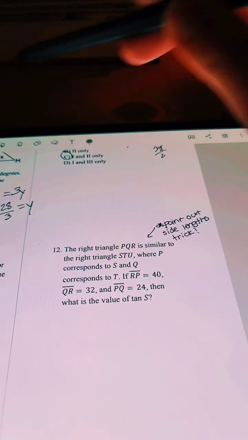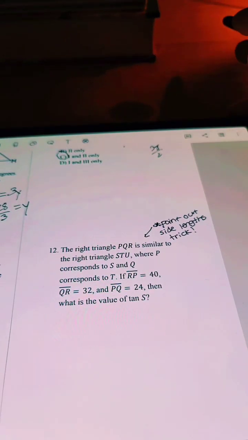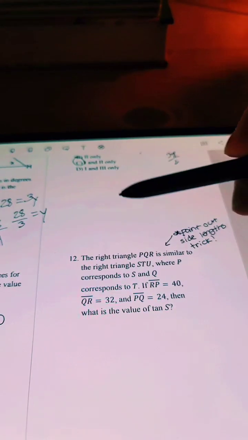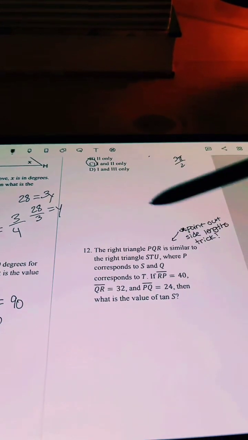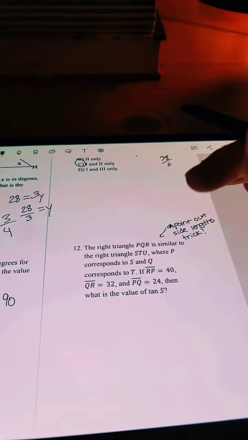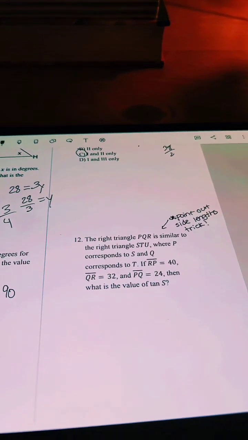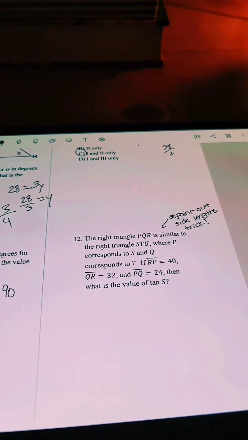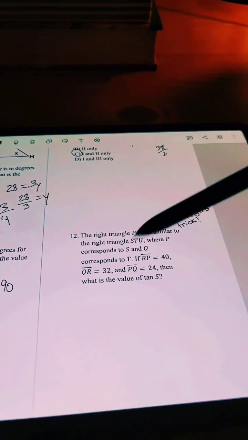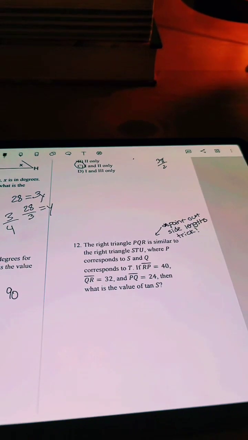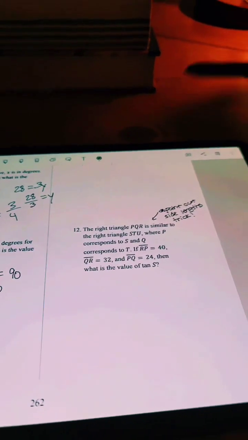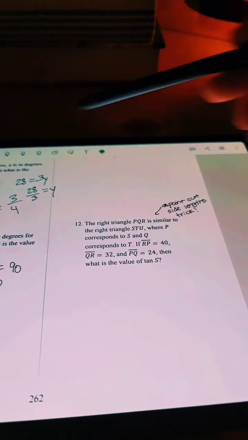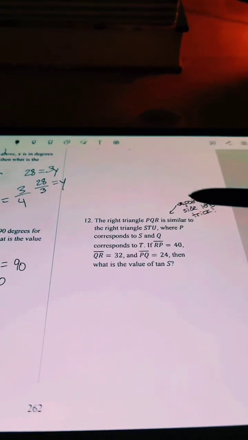So, point out the side length trick. I put a little note to myself to remember. Okay, so, right triangle PQR, this is how they're formatting the question. It's more like this for the digital exam. I included a couple of variation questions, different ways to ask trig questions to get you prepped for all things that you could see on the exam. But this is a type of question that's really showing up a lot.